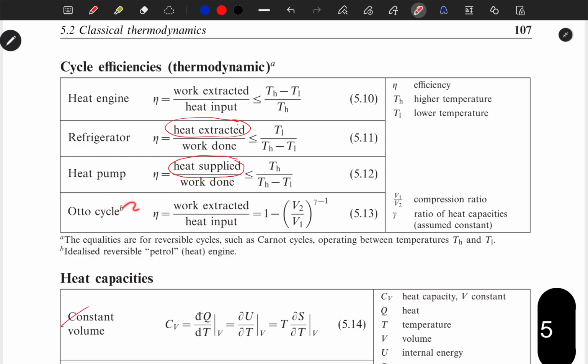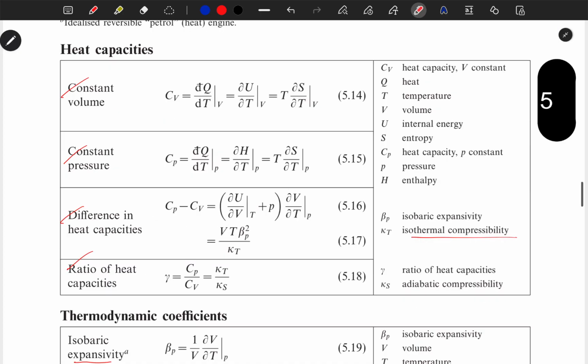In case of the Otto cycle, we have V2 by V1, that is the compression ratio. Now heat capacity at constant volume is đq by dT. So in that case, at constant volume, this term goes to 0, so dU by dT at constant volume, or in terms of đq we have TdS, so T dS by dT at constant volume. So at constant pressure, Cp is equal to đq by dT.